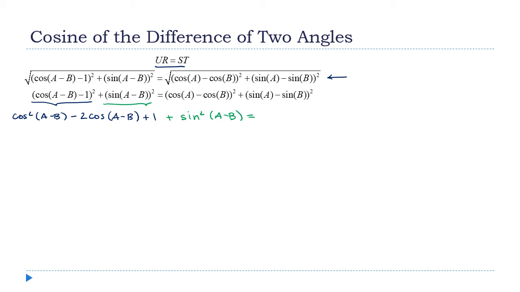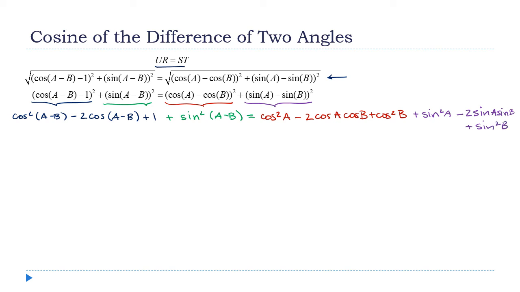Now let's do the other side. I'm going to multiply this piece out. That's cosine squared A minus 2 cosine A cosine B plus cosine squared B. And finally, last but not least, let's do this piece. That is plus sine squared A minus 2 sine A sine B plus sine squared B.